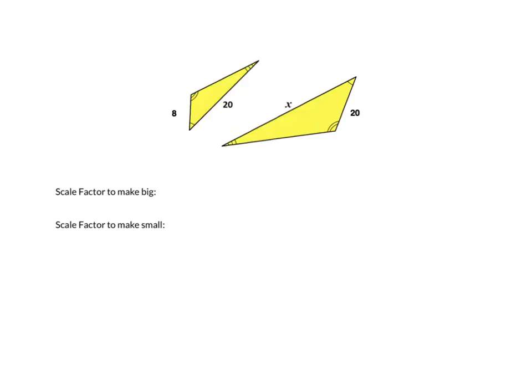To find the scale factor to make it big, we need to identify the corresponding sides. So 8 and 20. And we just have to think how many times 8 goes into 20. So I can count 1 8 and another 8, and that gets me to 16. And so I need another 4. So I need 2 full 8s.